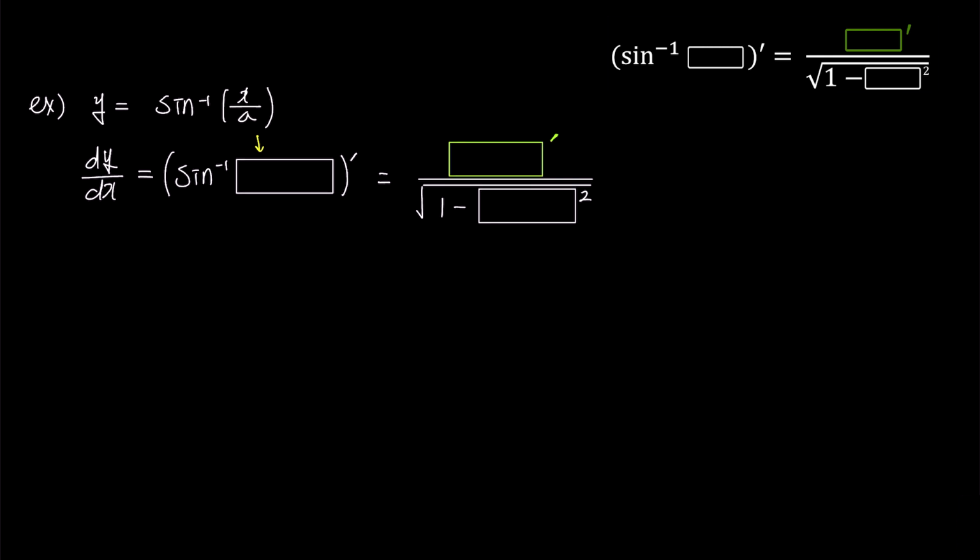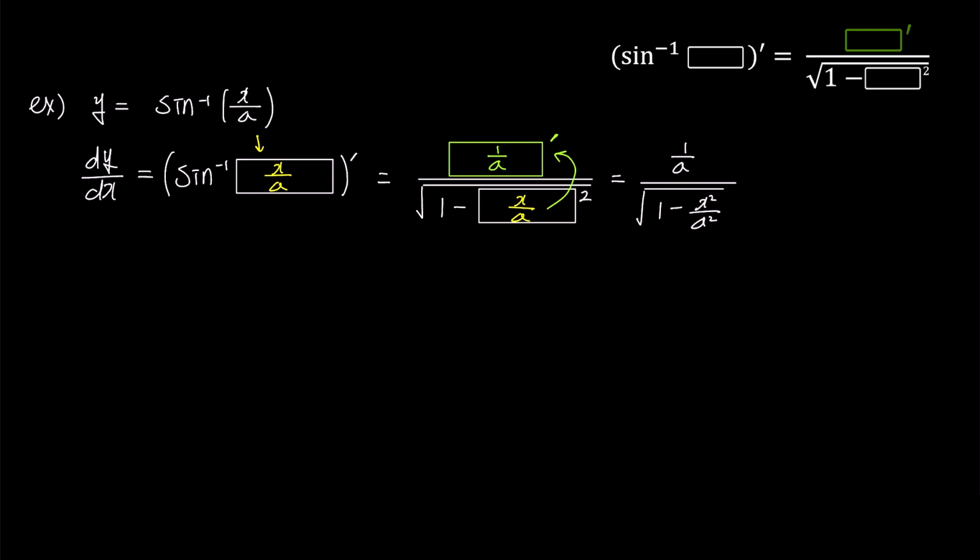Now, can you see what goes inside the box? It should be x over a, right? We'll put x over a in the right box on the right side as well. The derivative of x over a is 1 over a, which we'll put in the green box prime above. The answer becomes 1 over a over square root 1 minus x squared over a squared.